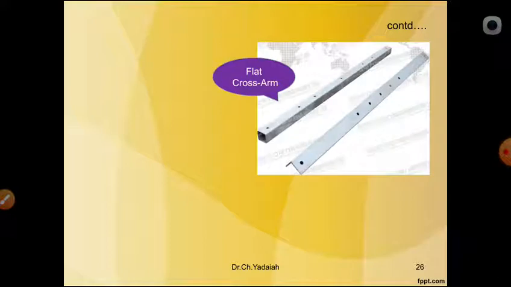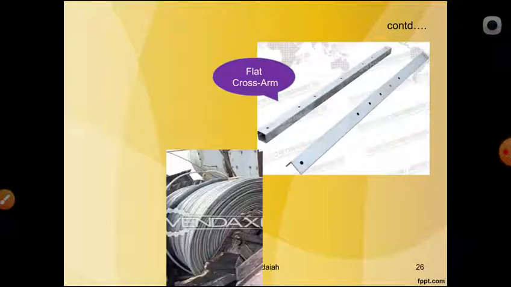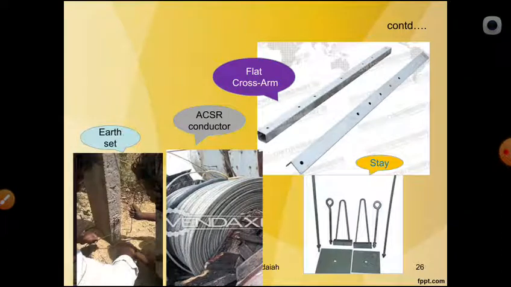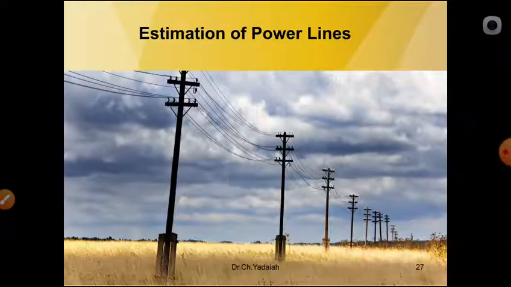Now after that, cross arms: the flat cross arm is required, the GI cross arm is required, and this ACSR conductor is required. Next, the stay set is required, and as per the Indian Electricity Rules, every fifth pole should be earthed. This also we have to do. So these are the things we should know.